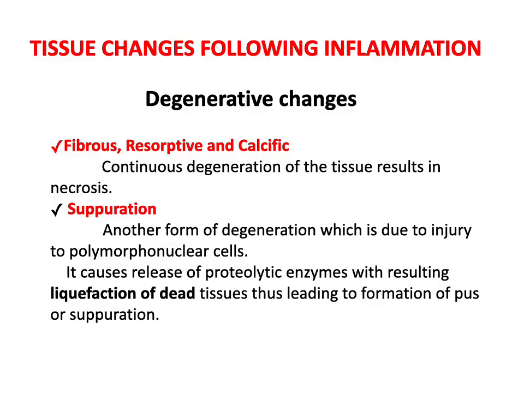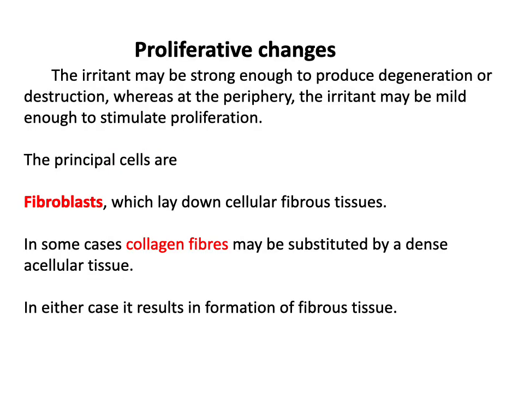The tissue changes that happen during inflammation are, number one, fibrous, resorptive and calcific changes, which are the continuous degeneration of the tissues as a result of necrosis and suppuration. Suppuration is liquefaction necrosis, or the formation of pus. There are also going to be proliferative changes, such as fibroblasts, which will lay down cellular fibrous tissues. In some cases, collagen fibers may even be substituted by dense acellular tissues.